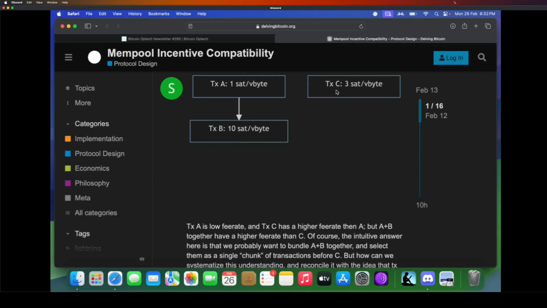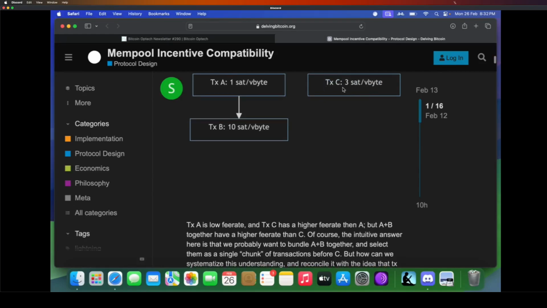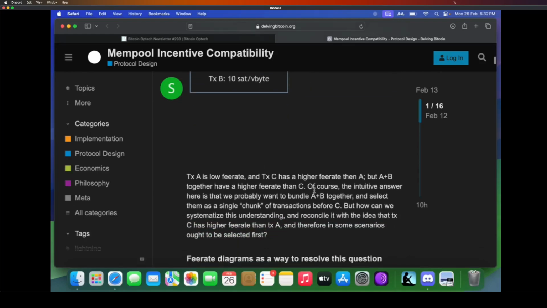Okay. Now there's a new transaction that wants to enter the mempool, transaction C, that is paying 3 sats per virtual byte. So transaction C is paying a higher fee rate than transaction A, but a lower fee rate as compared to this combination of A and B. Of course, the intuitive answer here is that we probably want to bundle A plus B together and select them as a single chunk of transactions before C. How can we systemize this understanding and reconcile it with the idea that transaction C has higher fee rate than transaction A, and therefore in some scenarios ought to be selected first?